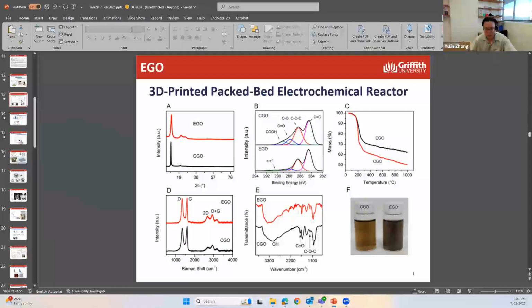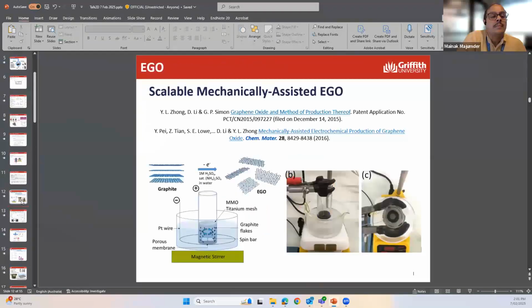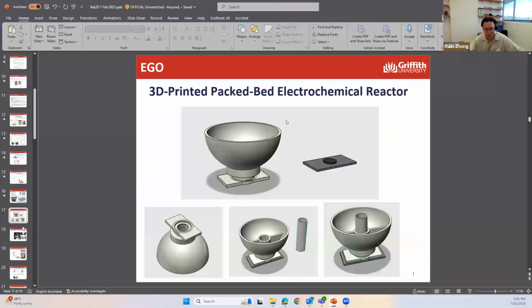Yeah, so that's why we make use of this mechanically assisted reactor. That was a way we can use flake graphite, and also with the packed bed design where we could pack the graphite flake. But of course this is a batch reaction, so we need to allow sufficient time for it to get well oxidized. So I guess the drawback would be the time required to really exfoliate and oxidize the graphite into graphene oxide.